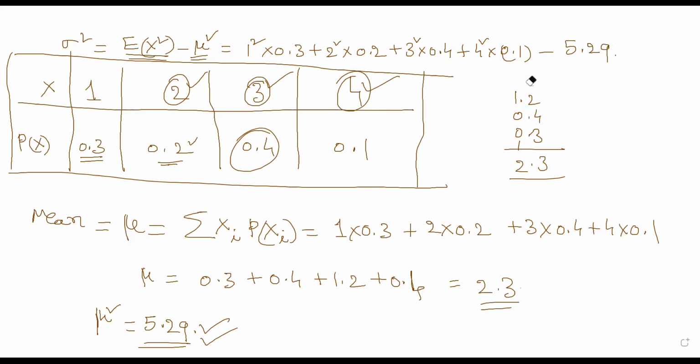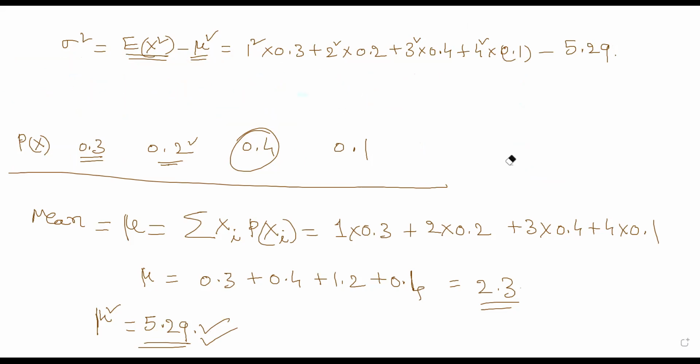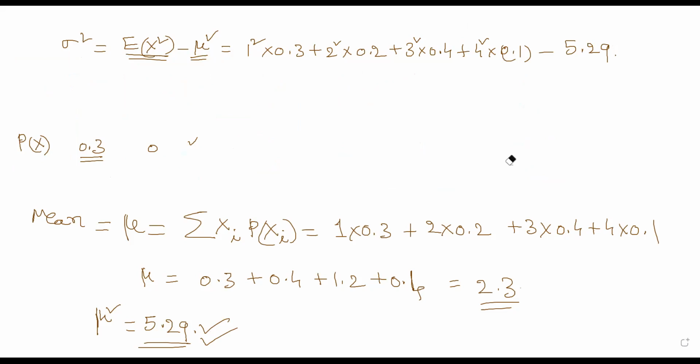So minus 5.29. This is what you have to find. So let's clear this part and let us try to solve this problem. So all the values we have written, so I have cleared this. Now sigma square. So 1 square into 0.3, that is anyway 0.3. Now 2 square is 4, 4 into 0.2, that is 0.8. Now 3 square is 9, 9 fours are 36, so it will be 3.6. Now 4 square, that is 16 into 0.1, that will be 1.6.